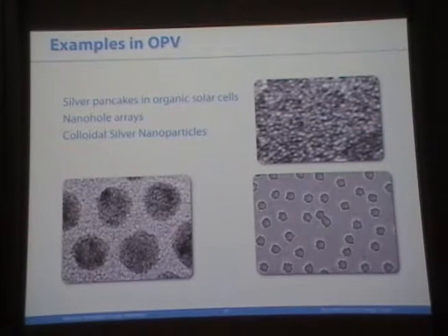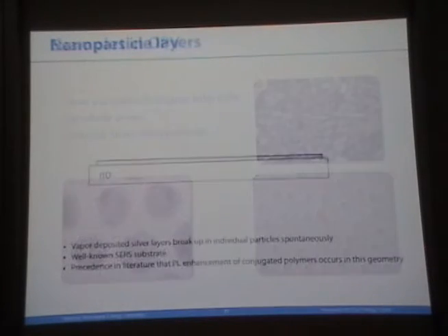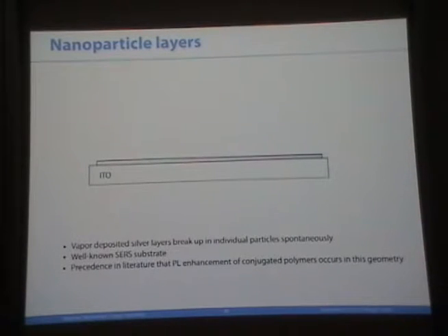So examples in OPV that I'll talk about: using silver pancakes, what I call them, in organic solar cells, nanohole arrays, and colloidal particles. First, I'll talk about nanoparticle layers. There's a very simple way to make these things. You take just a piece of glass with ITO, you vapor deposit a little silver, and this spontaneously breaks up into these little pancakes that lie on top of the ITO. This is a well-known substrate for surface-enhanced Raman spectroscopy, if you just do it on glass, not ITO, of course.